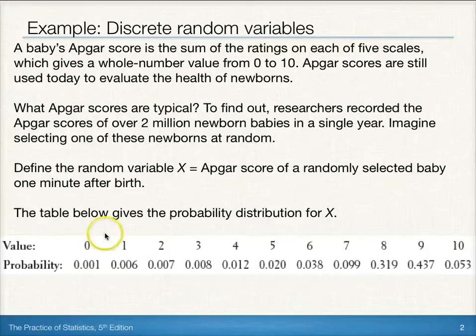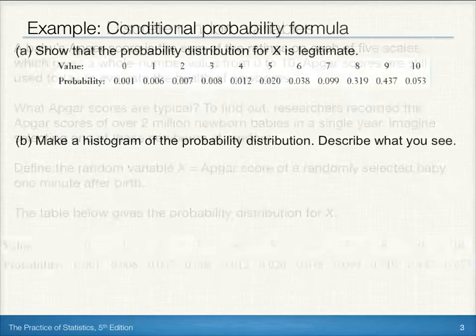The table here gives the probability distribution for x. So you can see the values range from 0 up to 10, and we have the corresponding probability of each of those values of x.